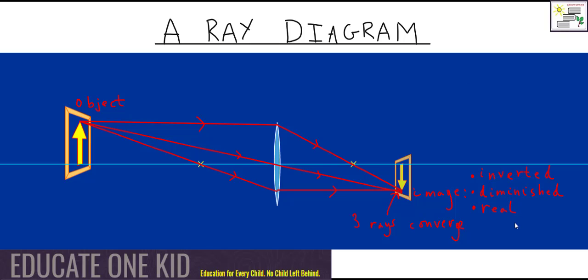In our next video on the convex lens, we will discuss how changing the distance between the object and the lens will affect the properties of the image that is formed.